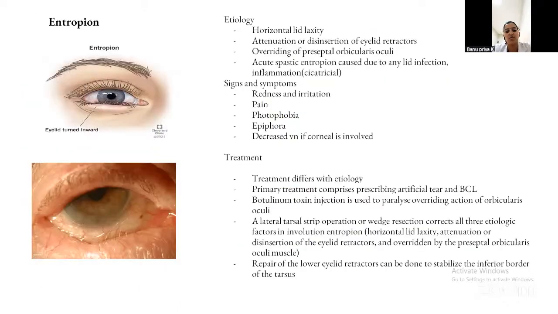So treatment differs with etiology. Primary treatment comprises prescribing artificial tears and bandage contact lenses. Because the orbicularis oculi muscle is involved, botulinum injection will be given in case of an overriding orbicularis oculi muscle. A lateral tarsal strip operation, where resection is done to correct this, and repair of the lower eyelid retractors can be done to stabilize the inferior border of the tarsal.